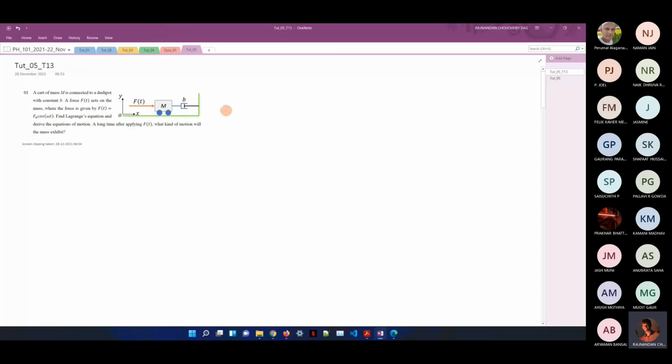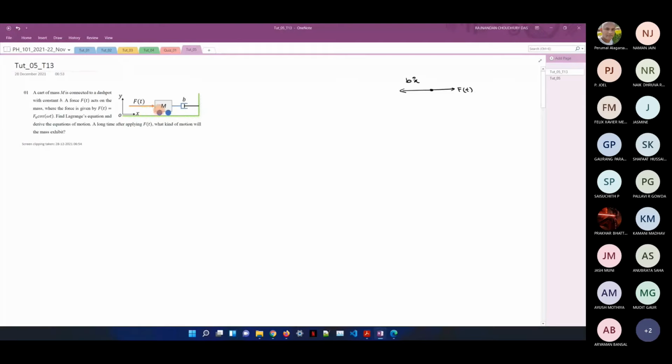So for that, what you do is you first see what are the forces acting on this. One force is the time dependent force, and another one is because of this dashpot, which will give a drag force. Okay, drag force will be of this type, B x dot. It will basically reduce the velocity. So now both these forces are non-conservative forces. So what you do first is you first write the Lagrangian considering only the conservative forces.